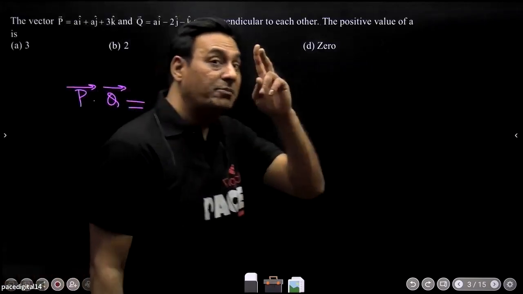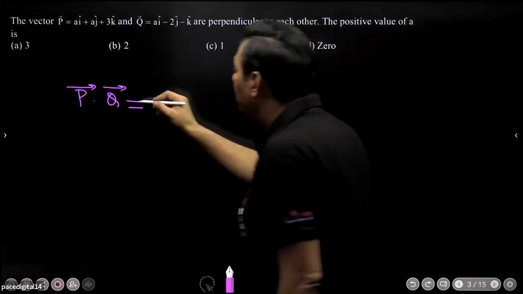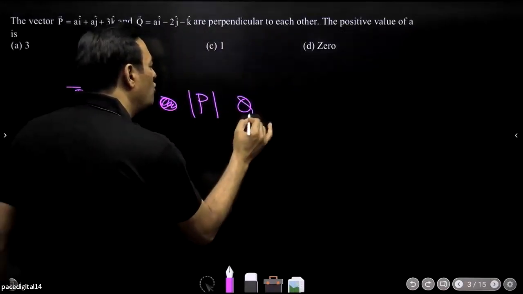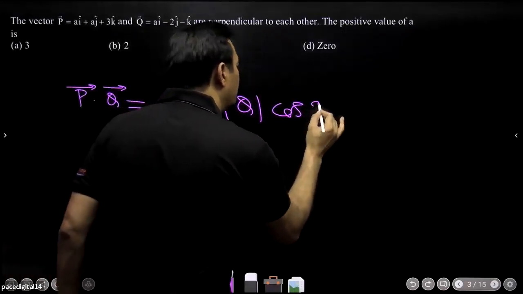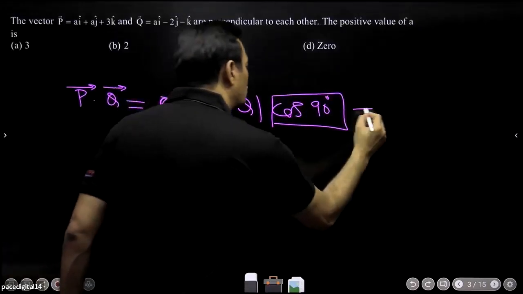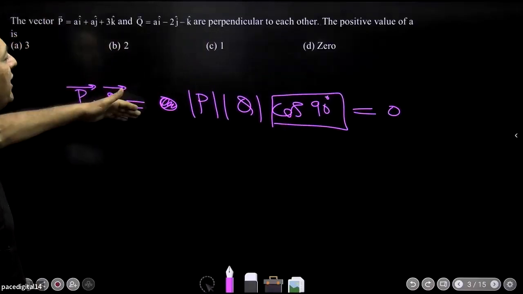If two vectors are perpendicular to each other, what will the dot product be? P Q cos 90. And cos 90 is what? 0. Cos 90 is 0. So if two vectors are ever perpendicular to each other, just do their dot product and you will get 0.